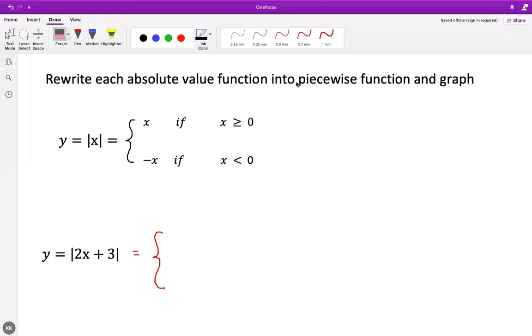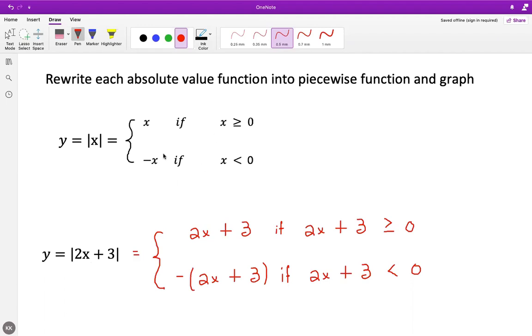So how could we actually write y equals the absolute value of 2x plus 3 as a piecewise function? You see, this is a more complex structure here, but it's really easy. Basically, I'm going to replace every x here by 2x plus 3. This is the goal of rewriting the piecewise function. So if I replace every x here by 2x plus 3, I should get something like this.